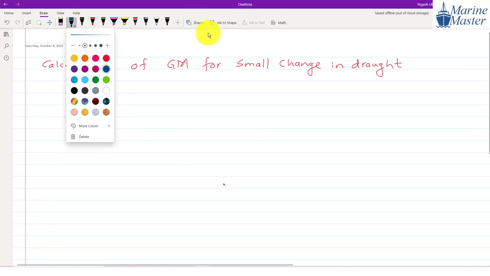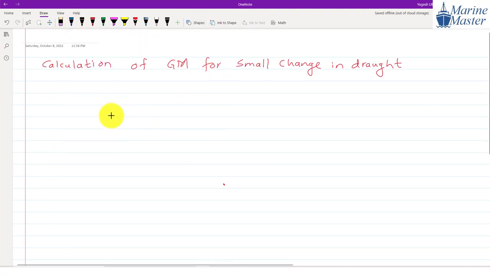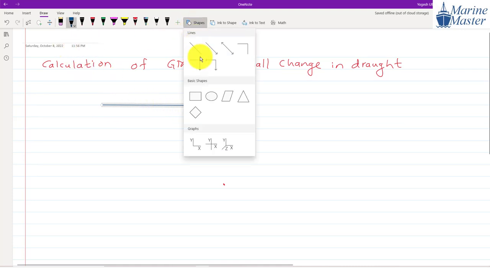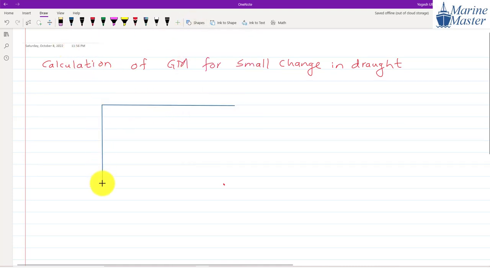Now try to understand my point. Here I am going to draw one drawing: the transverse view of the ship. Guys, observe the scenario here. Don't write anything, just listen to my words carefully. Which view am I currently showing here? Transverse view of the ship.